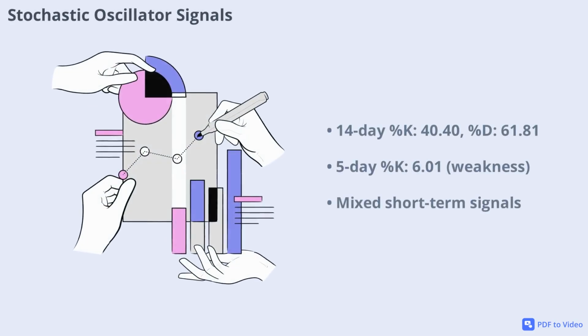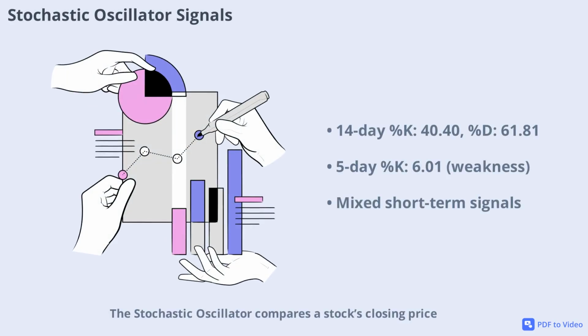The stochastic oscillator compares a stock's closing price to its price range over a set period. For MU, the 14-day %K is at 40.4 and %D at 61.81, while the 5-day %K is much lower at 6.01, indicating recent weakness. The 21-day values are higher, suggesting some recovery in the longer short term.